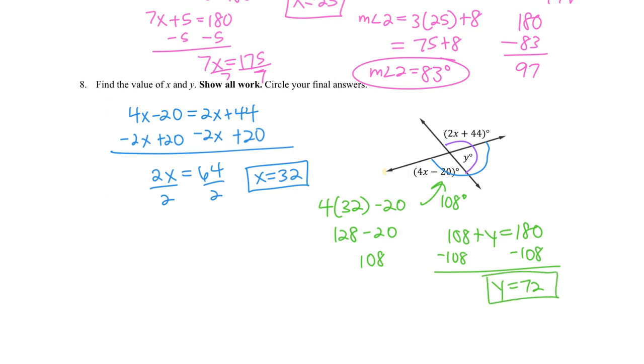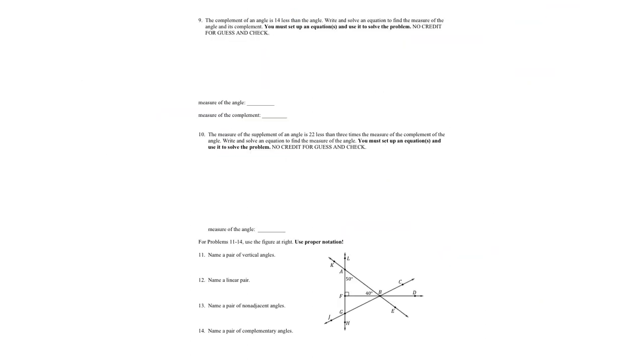I'm not putting degrees on there because the y already has the degrees on there, so it's just y equals 72. So again, you got to be careful. Once you find that x, you got to plug it back in to find the actual angle, and then those two angles are supplementary. All right, that's it for this page. Let's go on to the next page.